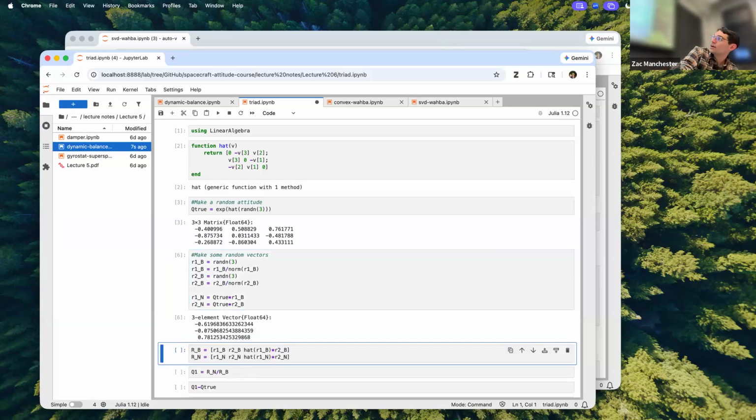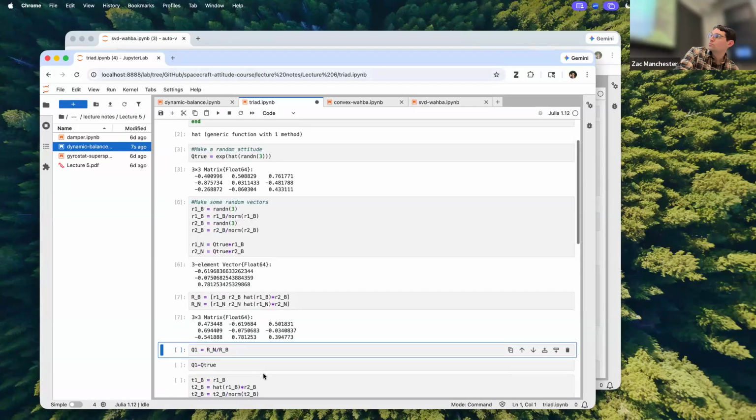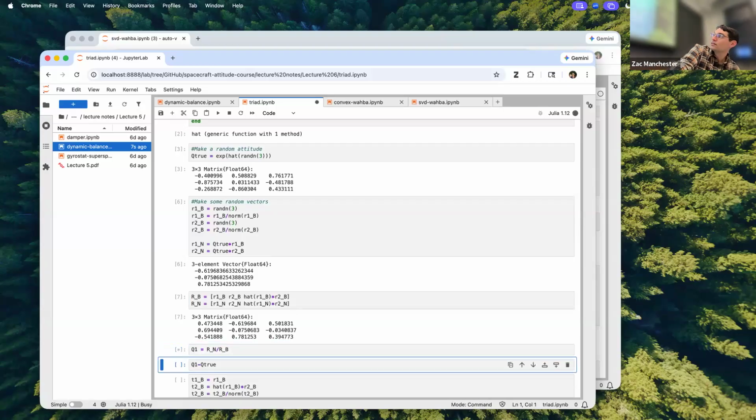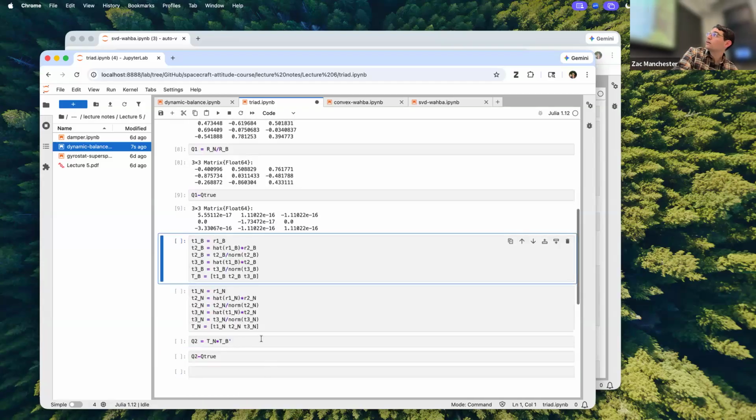Okay, so we got our data. Now we're going to make the R matrices like we just did, R1, R2, and then we cross them. And now we'll use, I guess, backslash, we'll use an inverse to do that. We'll check stuff. They match to machine precision.